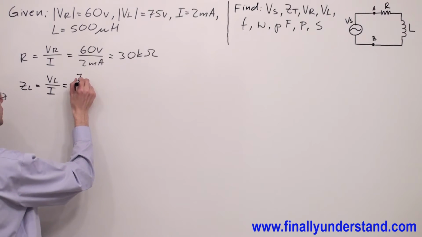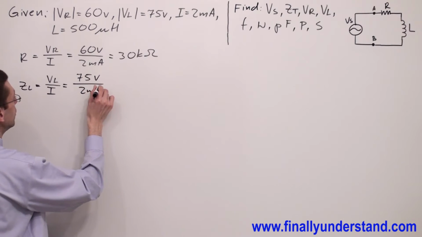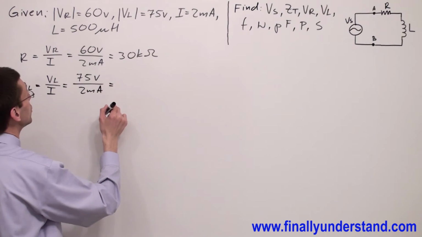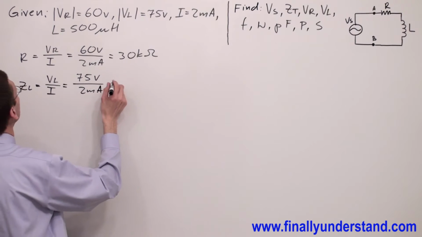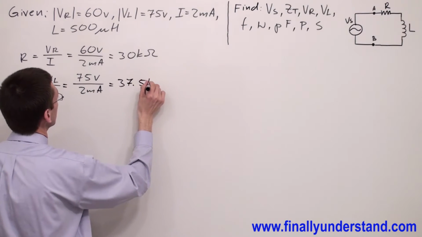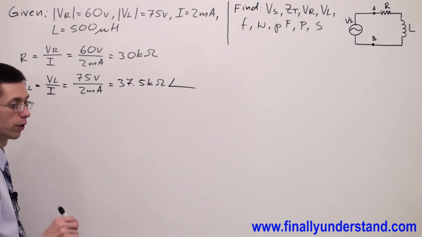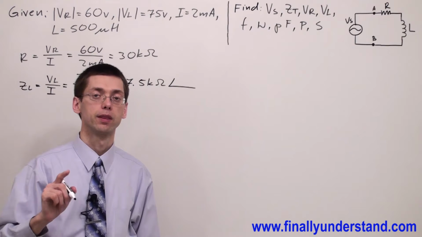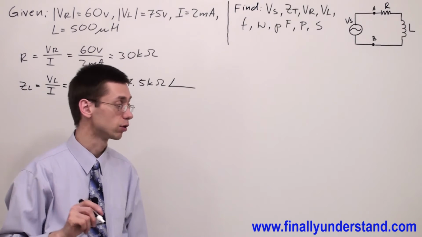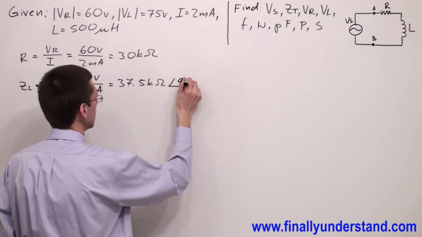So I have 75 volts over 2 milliamps, which is equal to 37.5 kilo ohms. And don't forget that when we talk about the impedance of the inductor, we're supposed to always include angle of 90 degrees.